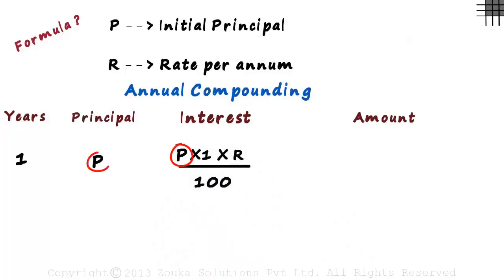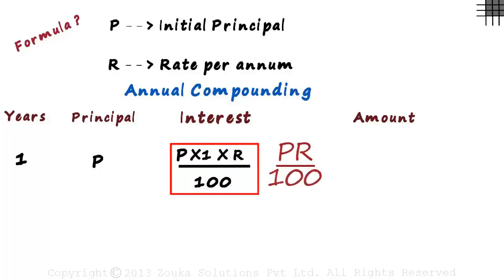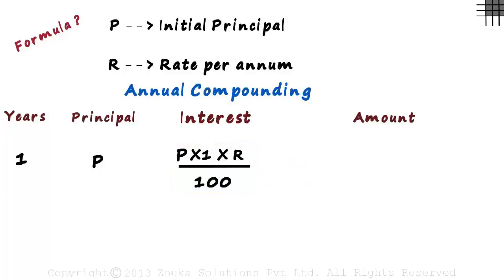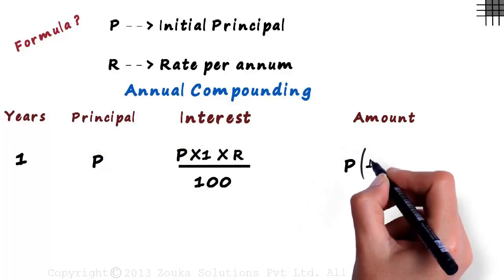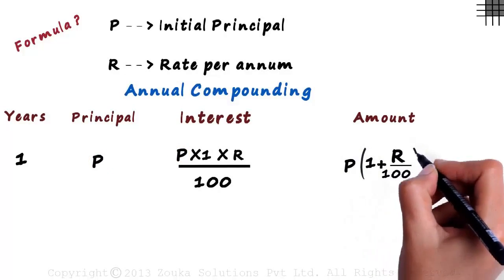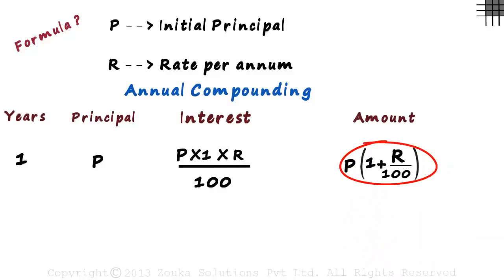P is the principal at the start of the year. 1 is the time period in years and R is the rate per annum. This is also equal to PR divided by 100. The amount for the first year will be this plus this. P is common to both the terms. We get the amount as P multiplied by 1 plus R by 100. This is the amount we will get if we withdraw the money after a year.